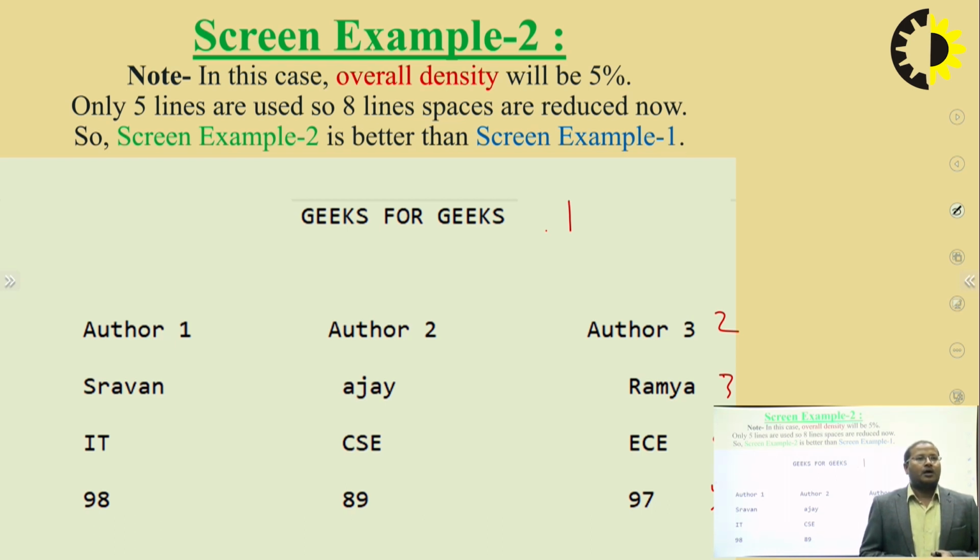So our main purpose is to decrease the screen density and show only the relevant information on the screen.